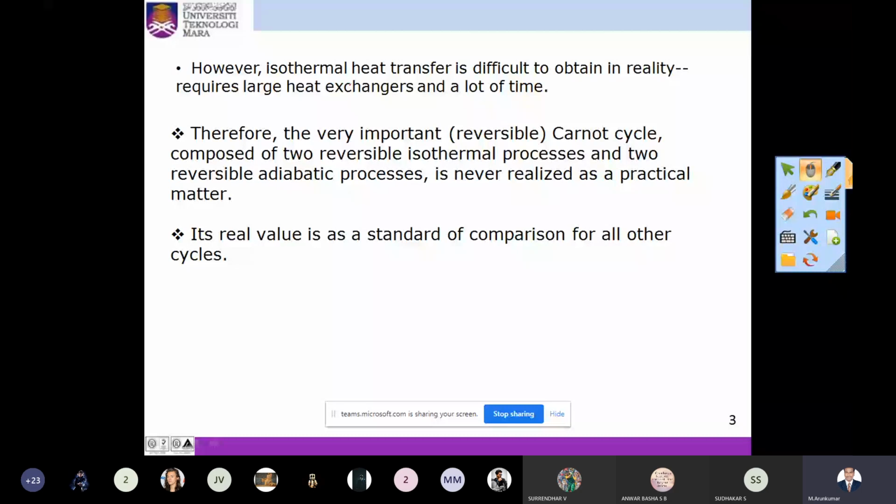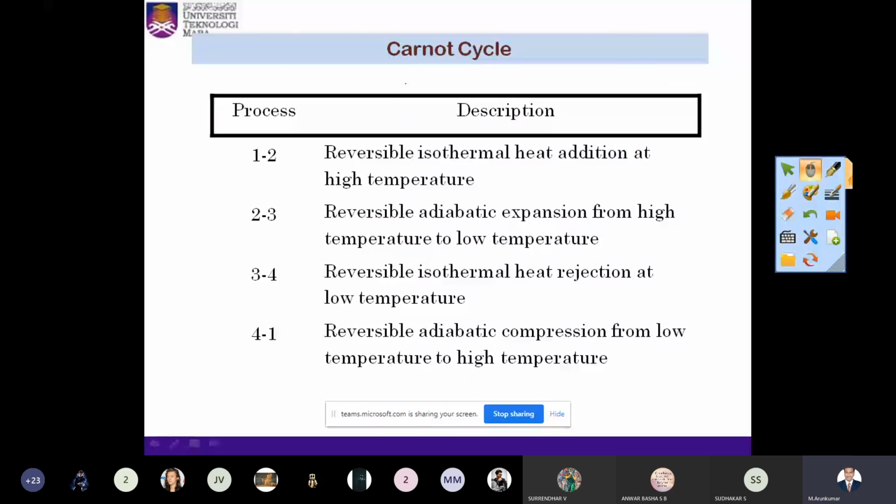We have a lot of thermodynamic cycles available, and we can use the Carnot cycle as the standard for any other cycle. This is for your recap. The Carnot cycle has four processes. The first is reversible isothermal heat addition at high temperature. The second is reversible adiabatic expansion from high temperature to low temperature. Then reversible isothermal heat rejection at low temperature. Then reversible adiabatic compression from low temperature to high temperature. These are the processes of the Carnot cycle.